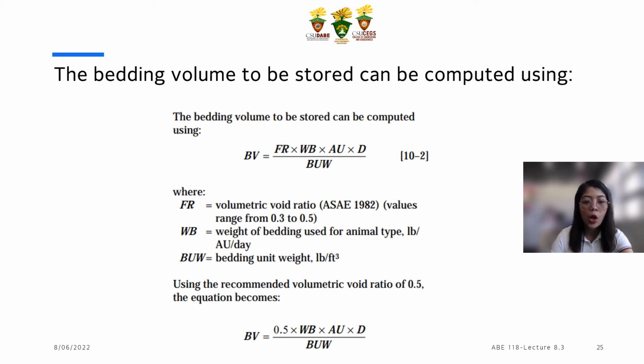So, using the recommended volumetric void ratio of 0.5, the equation becomes BV equals 0.5 times WB times AU times D over BW. Allowance must be made for the accumulation of precipitation that may fall directly into the storage. Contaminated runoff should be handled separately in solid manure and in the storage facility. Uncontaminated runoff should be diverted from the storage unit.